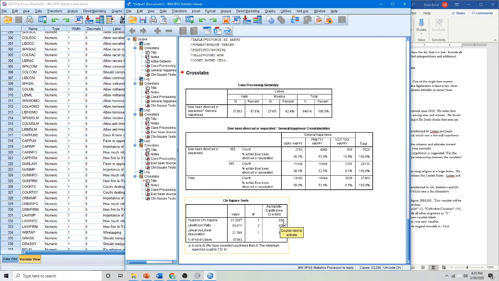You can see it's significant here. It's in fact significant at the highest level. It's significant at a 0.05 level. It's significant at a 0.01 level. It's even significant at a 0.001 level. So this is very significant.